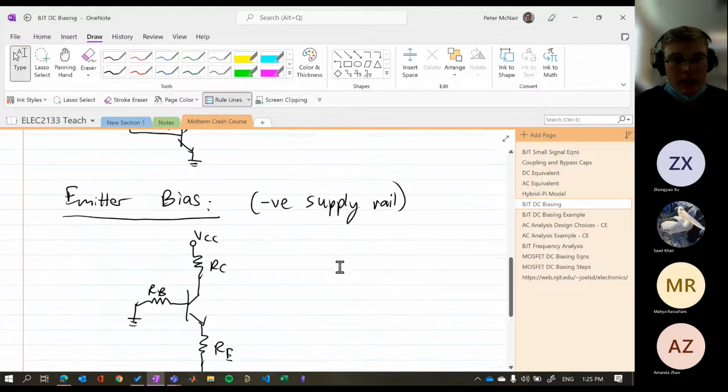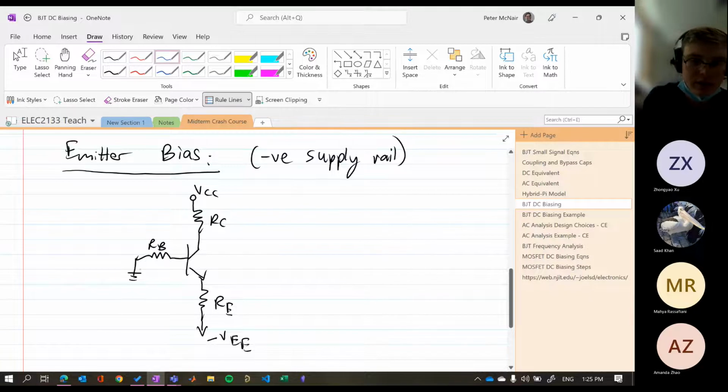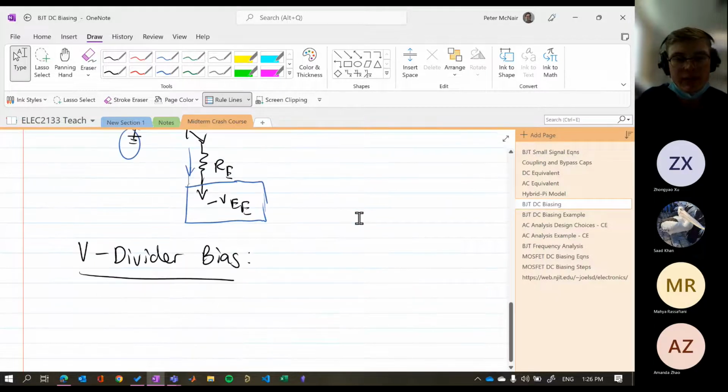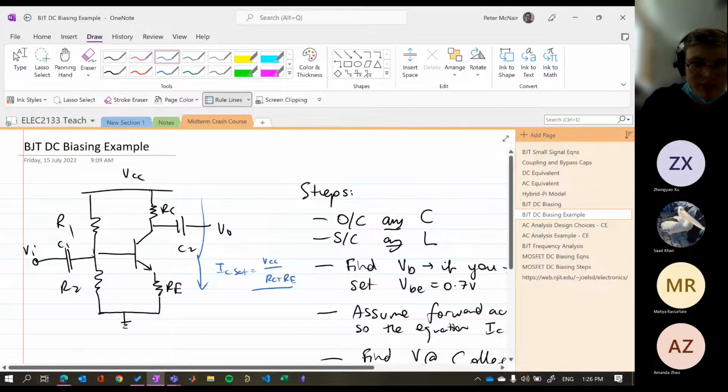The third one that we might have is an emitter bias. We could ground our base. This is not actually grounded, by the way. We're still putting our input signal here, but this is just the DC circuit. We could have a minus VEE, a negative rail, and that is going to pull current through the transistor and switch it on that way. And then finally, we have the voltage divider, which I haven't drawn here, but is essentially this.